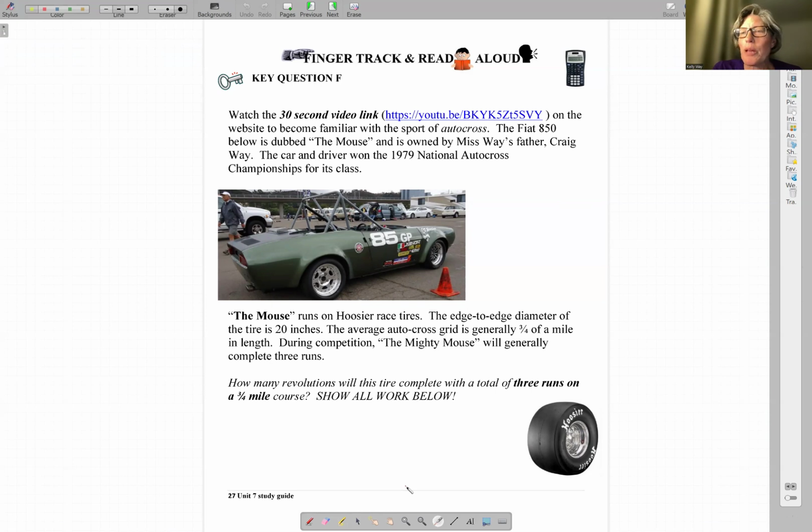My father participated in autocross for close to 40 years. He won the national title for his class of car in 1979. His class includes this Fiat Spider 850. It's called the Mouse. It runs on Hoosier tires. The edge-to-edge diameter of the tire is 20 inches. This is the actual dimension here.